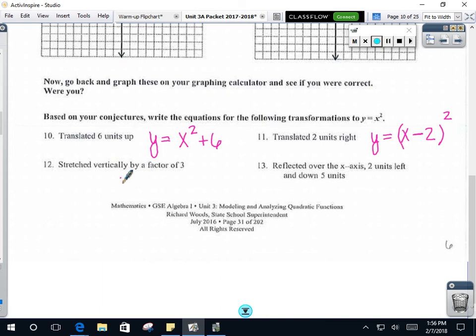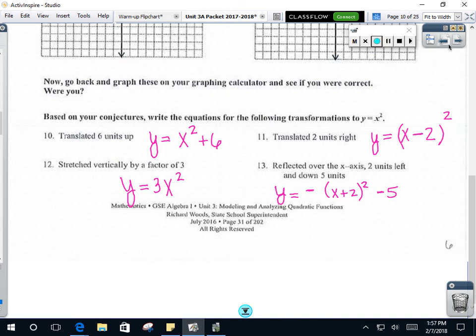Okay, number 12, to stretch it vertically by a factor of 3, what do you have to do to the parent function? Multiply it by 3. Correct. For number 13, this one has 3 different things it wants you to do to the parabola. Reflect it, move it 2 units left, and down 5 units. So how do you reflect it? A negative sign. How do you move it 2 units left? X plus 2, opposite of what your common sense would tell you. And then how do you move it down 5? Minus 5.